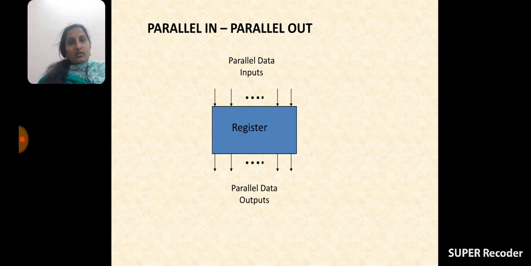parallel out. While coming to the parallel in, parallel out register, the data must be entered at the same time and received also at the same time for one clock pulse. So what is meant by parallel? All the bits in the binary number must be entered at the same time by the application of only one clock pulse, and also all the bits must be received at the same time for only a single clock pulse. Okay, once see the diagram.